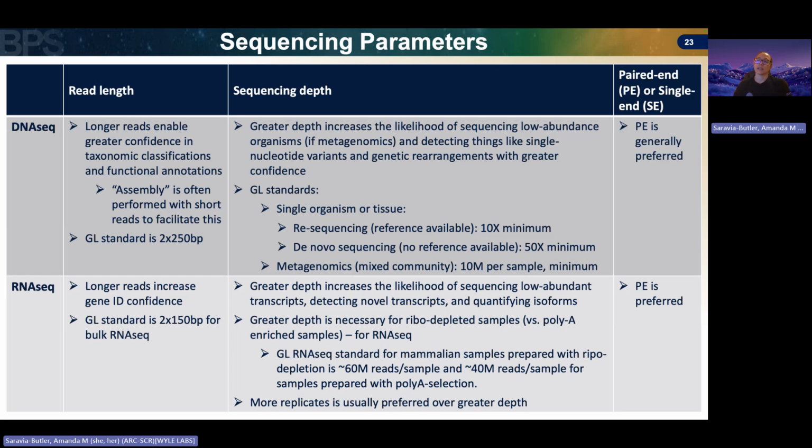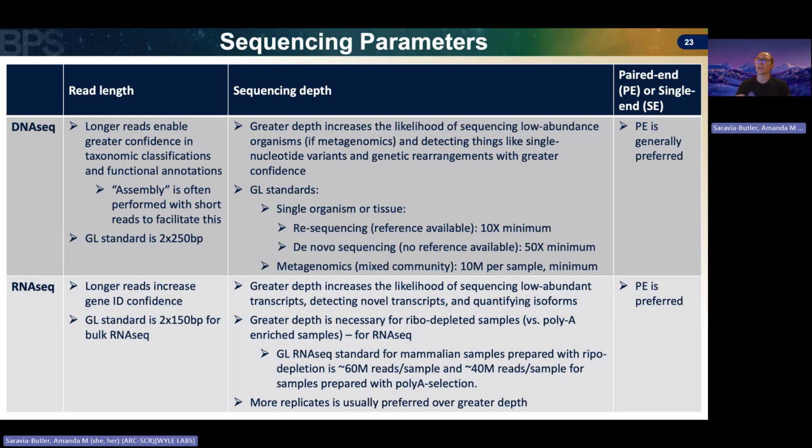And so the GeneLab standard is 2x150 for bulk RNA-seq. So that means you're sequencing 150 base pairs in either direction, so 300 total. So the template size that we're usually aiming for is around 250, 270 base pairs for sequencing.